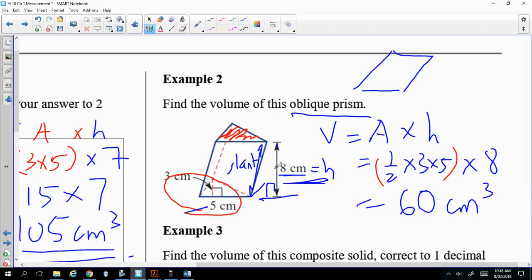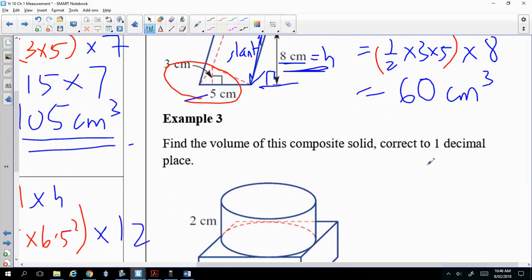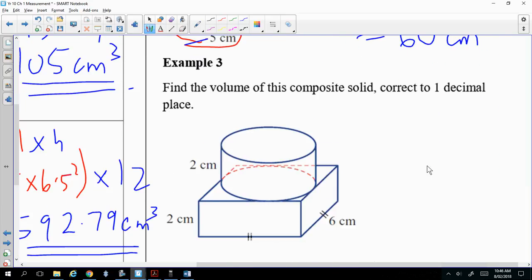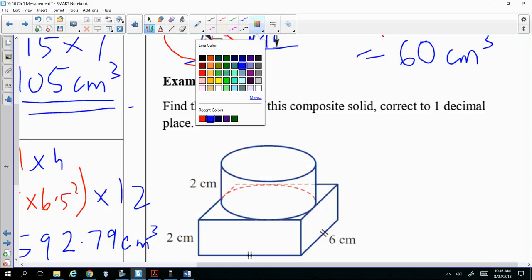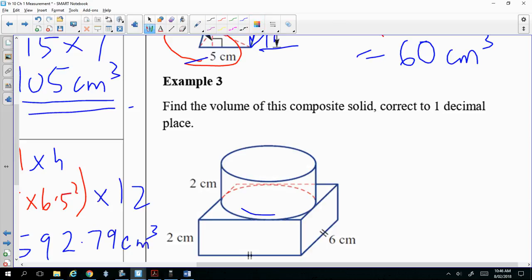And finally, we've got the composite solid. Now, unlike surface area, you don't have to find the area of the surface. You just have to find the volume of this, volume of that, and add them up together. Okay, it's pretty easy.